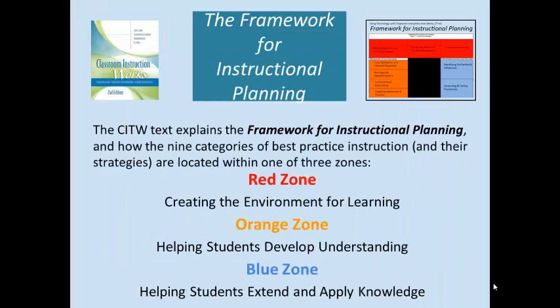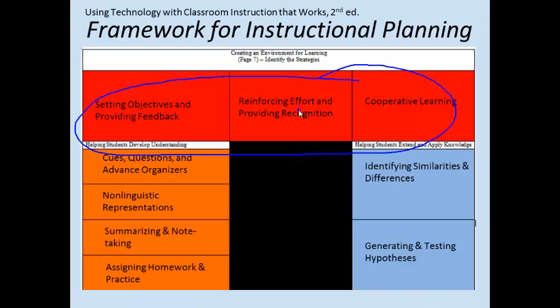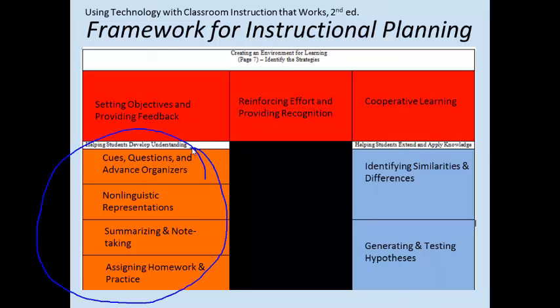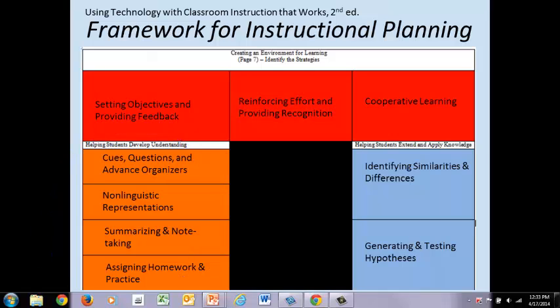The framework for instructional planning is introduced in the CITW text and involves 3 zones, including the red zone, the orange zone, and the blue zone. Each zone contains multiple categories or strategies. The red zone part of the framework for instructional planning includes setting objectives and providing feedback, reinforcing effort and providing recognition, and cooperative learning. The orange zone includes cues, questions, and advanced organizers, non-linguistics, summarizing and note-taking, and assigning homework and practice. The blue zone includes identifying similarities and differences and generating and testing hypothesis.